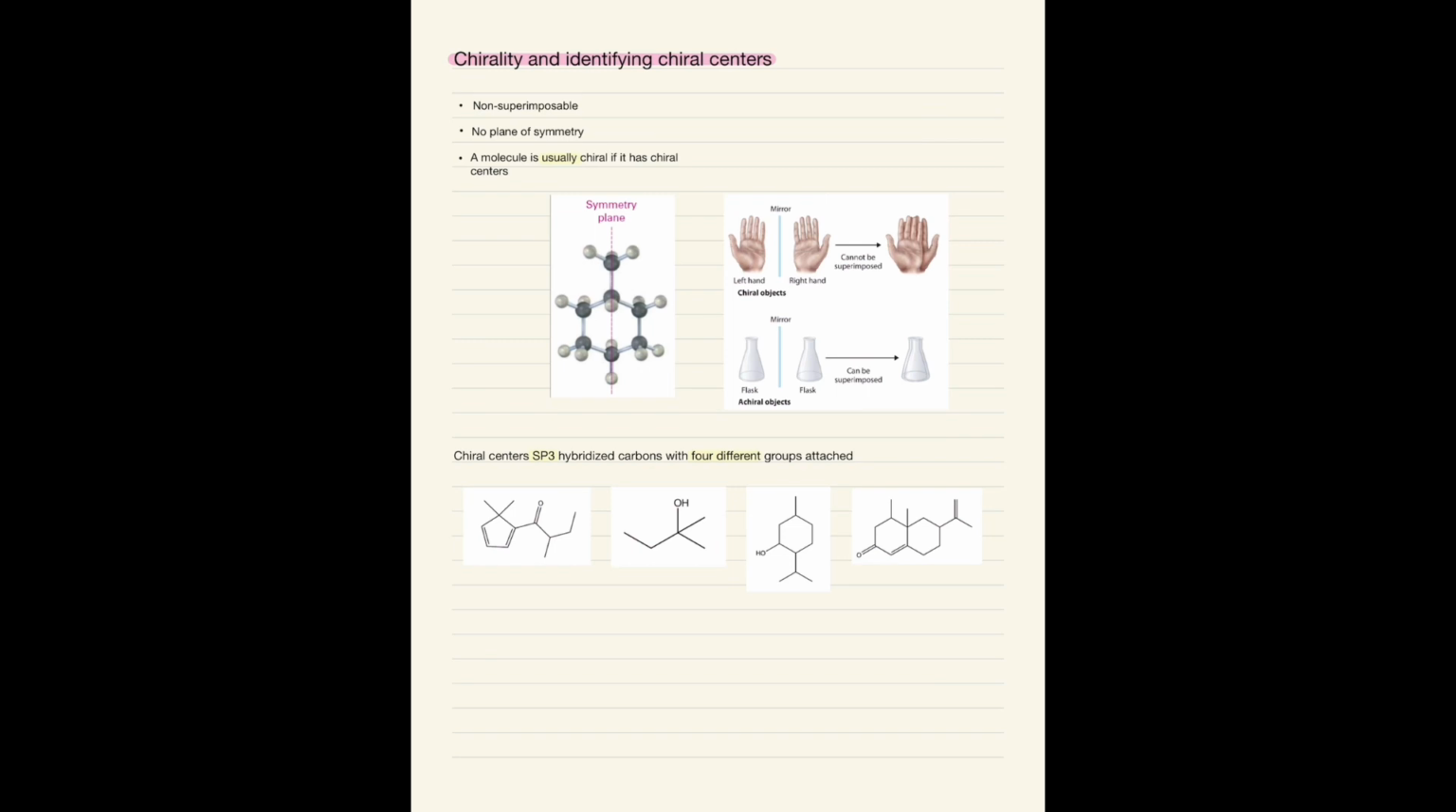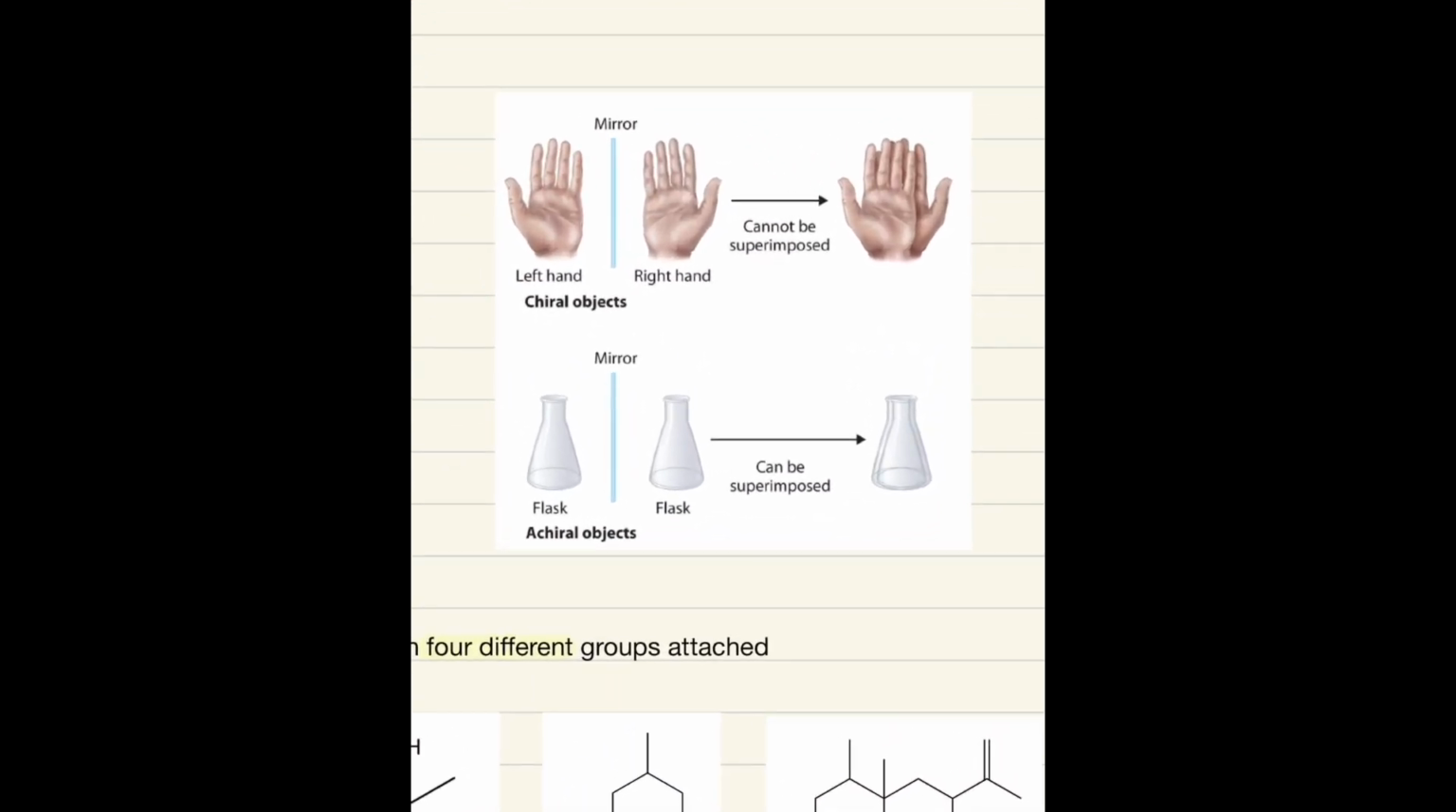Today we're going to be discussing chirality and identifying chiral centers. Chiral molecules are non-superimposable on their mirror images. Let's look at this picture. When we look at our hands, if you try to put your hands on top of each other, you can never make them superimpose, making them non-superimposable, or in other words, chiral. But when we look at that flask at the bottom, if you put a flask in front of another flask, they are mirror images that are superimposable, meaning they are achiral.